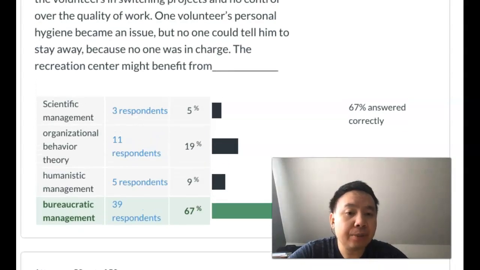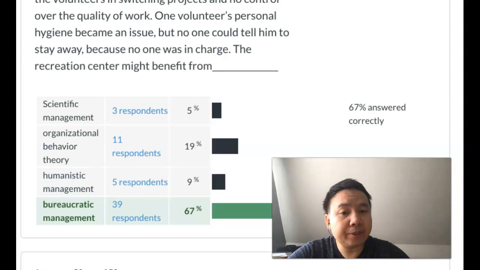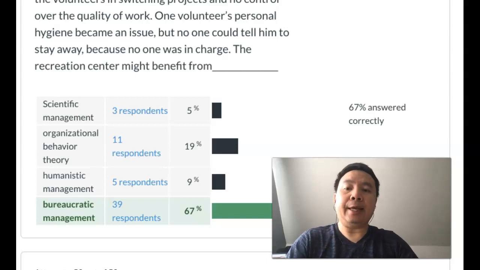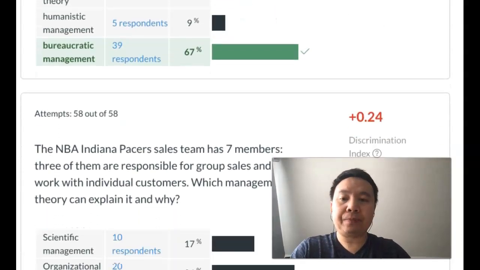Because bureaucratic management does emphasize that all managers have to follow these 6 principles. One of the principles is task specifications. Everyone needs to understand what they need to do, right? So this is one thing. They also emphasize that people need to have a hierarchical relationship between employer and employees. That also makes it easier for people to develop their business. So the answer is bureaucratic management.